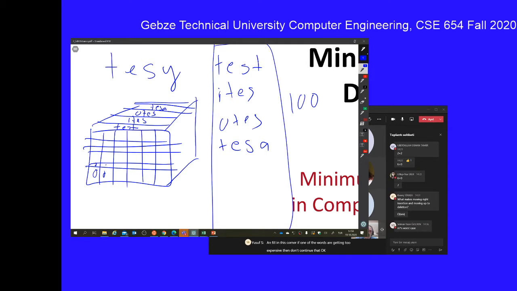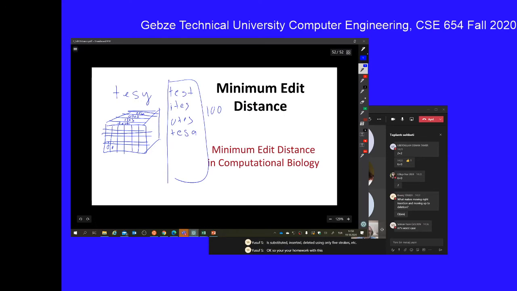First find all the words that can be obtained with a single substitution, insertion or deletion. Then 2, then 3, then 4. Continue this until you have enough words to offer to me. You say that, okay, I found 5 words that can be substituted, inserted, deleted using only 5 strokes, etc. So your homework will be this, and I will try to explain it in the homework.